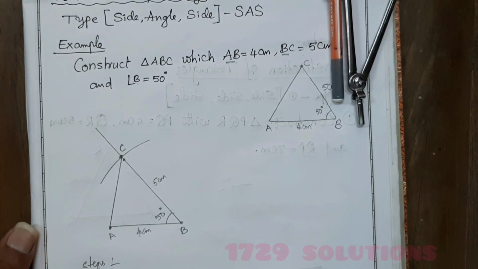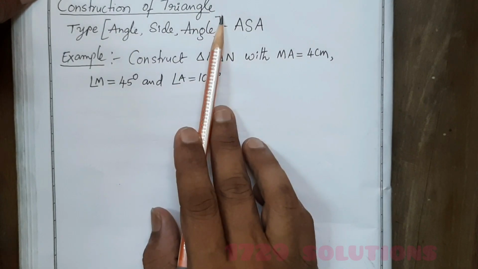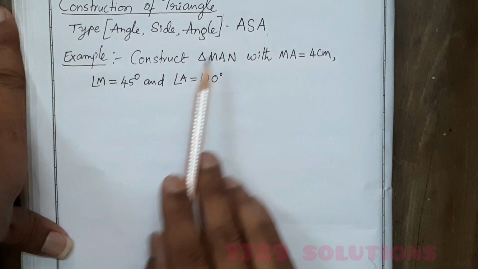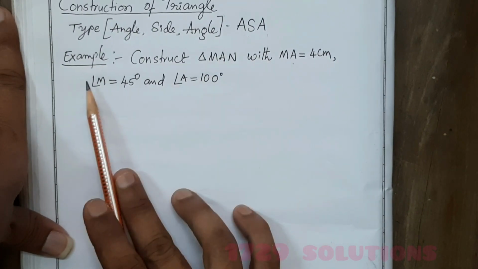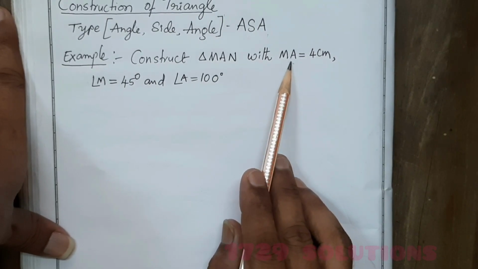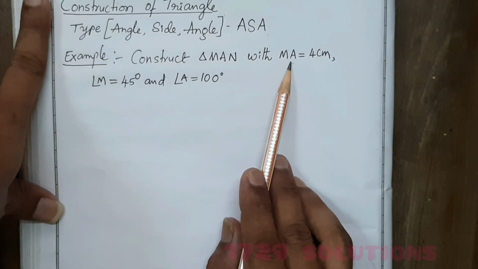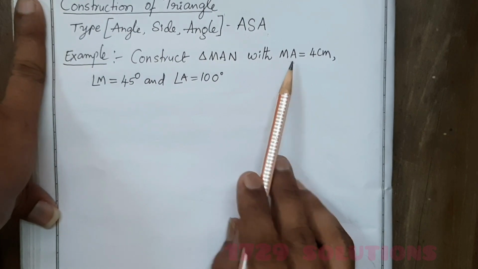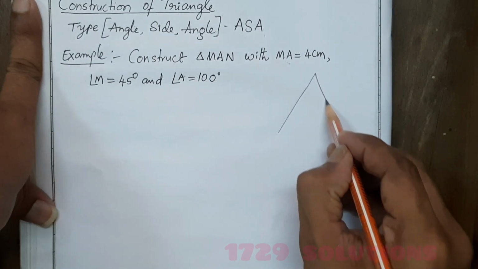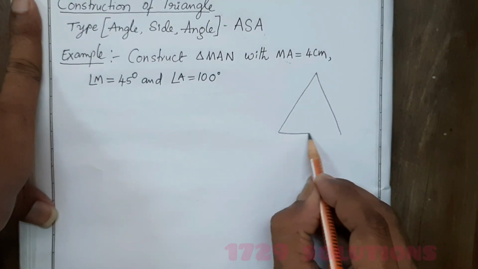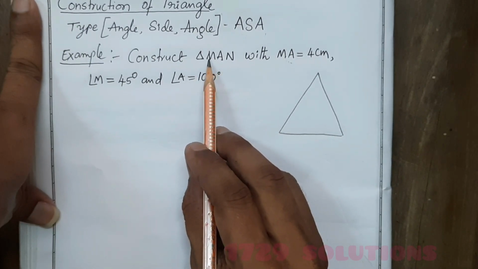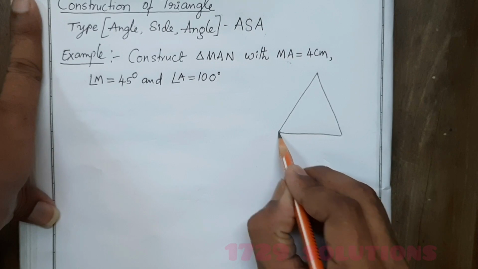Clear, all of you? Now construction of triangle of type ASA, angle side angle. So I am taking an example, the name of the triangle MAN, with 2 angles and 1 side. The side is MA, so there is only one base. MA is the only base. So I am drawing the rough diagram. In a rough diagram, the base is important. In this type, only one side is mentioned, MA, so that's why the base is MA.